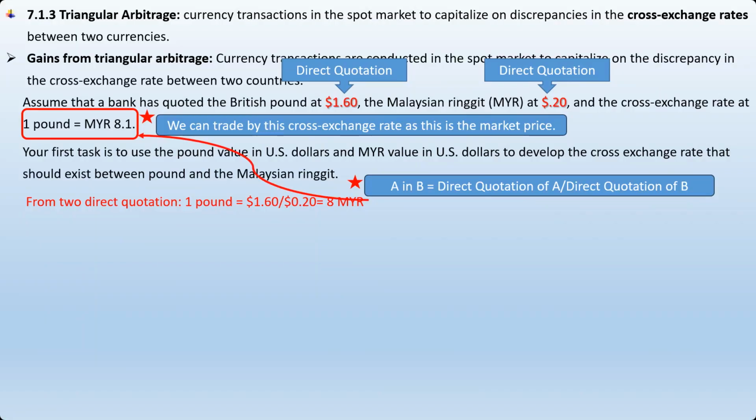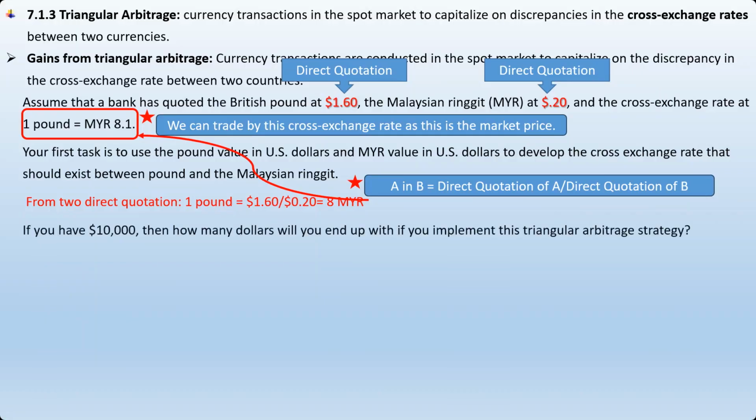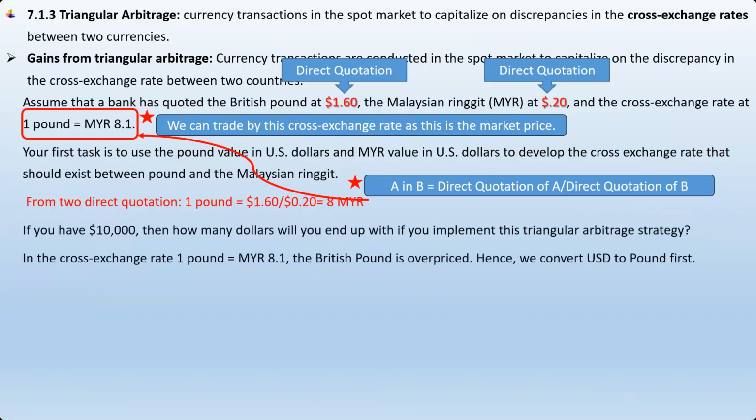So in the cross exchange rate listed by the bank, 1 pound can exchange for more Malaysia ringgit, right? According to the direct quotation, it should be only 8 Malaysia ringgit. But according to the bank's cross exchange rate, 1 pound can exchange for 8.1 Malaysia ringgit. You can exchange more Malaysia ringgit. In this case, we find that the British pound is overpriced in the market. And I think that's the key point.